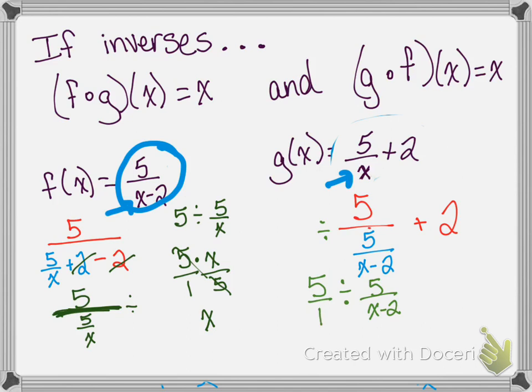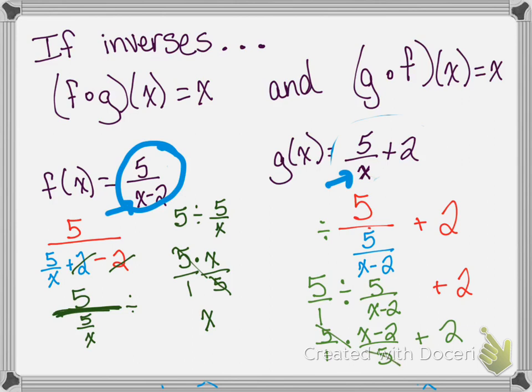Okay? Then I still have this plus 2 out here. But order of operations makes us deal with that 5 over 1 divided by 5 over x minus 2 first. So, 5 over 1 times x minus 2 over 5.